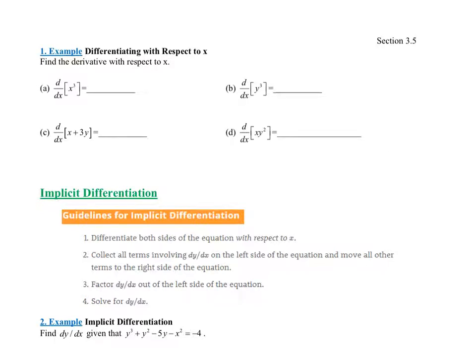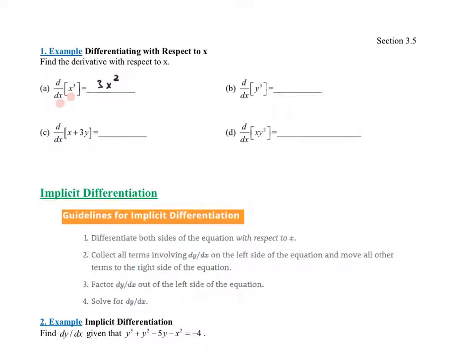Okay, so let's get started here. It says find the derivative with respect to x of x cubed. Notice your variables here match. When your variables match, you're differentiating just like we've always differentiated. So the derivative of x cubed is 3x squared. Drop the power. It's just the power rule, okay?